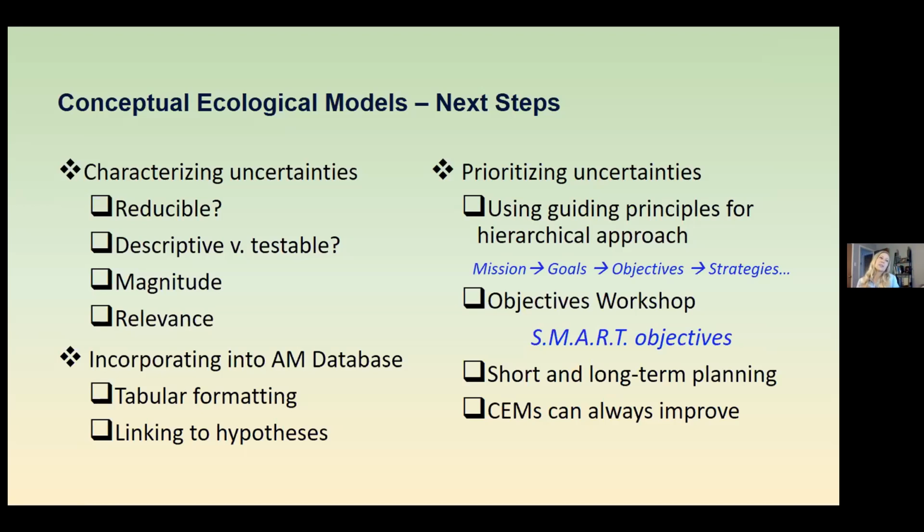And then finally, I just want to mention once again the importance of uncertainty. Conceptual ecological models are never finished. They can always improve over time, and hopefully if they are living things, if they're the central part of your knowledge of how the system works, they will constantly be improved. So I don't want these things to sit on a shelf or in some sort of server somewhere and not get used.